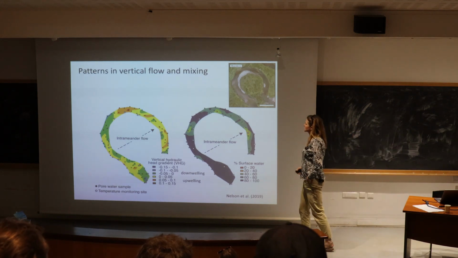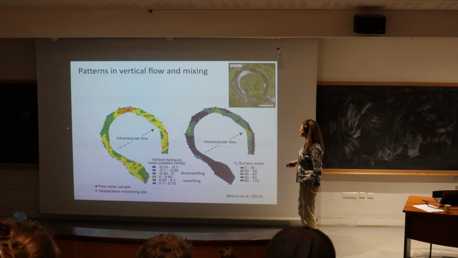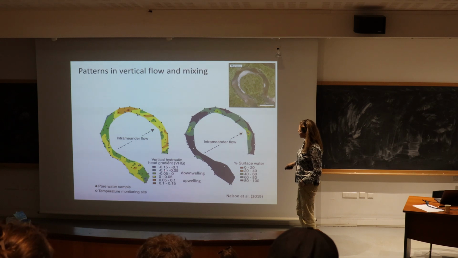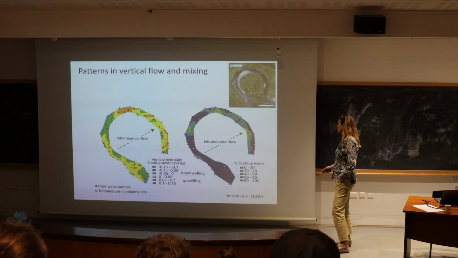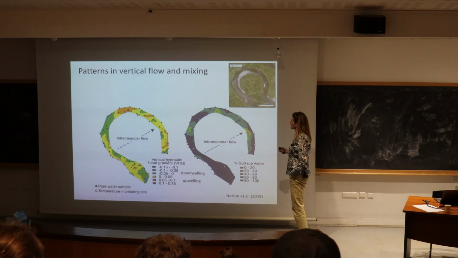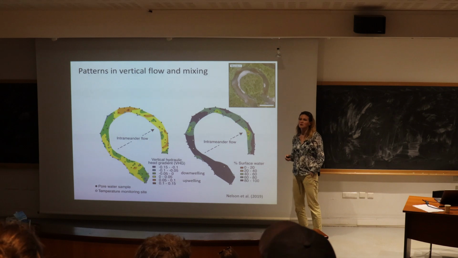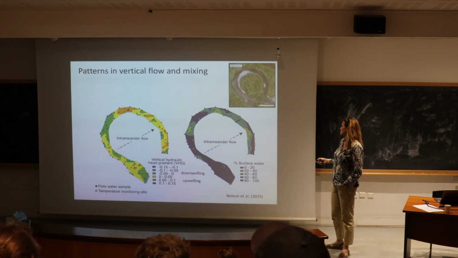So, let's see here. So here are some of the things that we found in terms of just patterns of vertical flow and mixing. This is showing you the vertical hydraulic head gradient in the bed. So the greener and bluer colors are downwelling flows, and then the yellow and orange and red tend to be more upwelling zones. And then with that, you can also look at the percent surface water. For this, we just did an n-member mixing calculation looking at specific conductivity because groundwater at the site has a slightly higher specific conductivity than stream water.